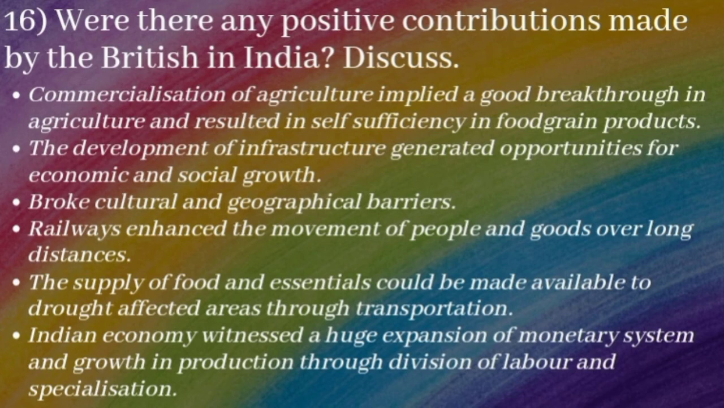It also broke the cultural and geographical barriers. The next point is that railways enhanced the movement of people and goods over long distances. Then the supply of food and essentials could be made available to drought-affected areas through transportation. Actually, the roads were not developed, or the infrastructure was only developed for the satisfaction of the Britishers, and people found it difficult to move from one place to another in rural areas in bad weather, in the rainy season, and so on.